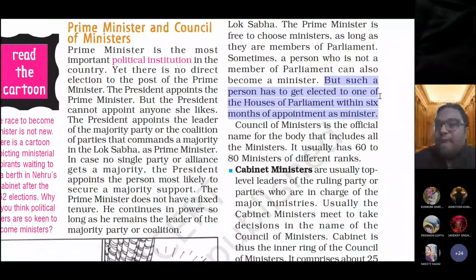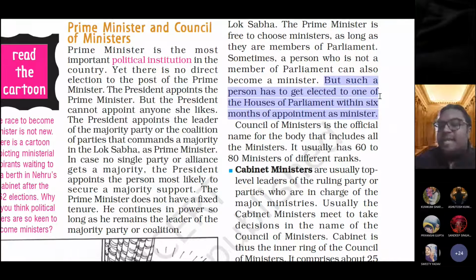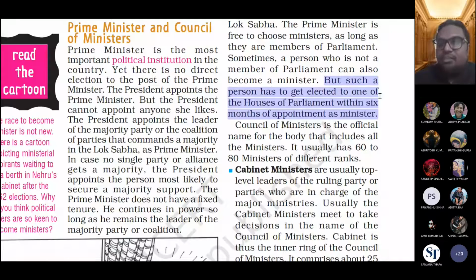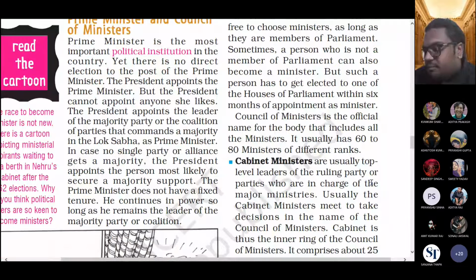That is, a person can be appointed as a minister at the central level, at a national level. उसको मिनिस्टर बनाया जा सकता है by the prime minister. लेकिन उस इंसान को, that person will have to win an election from any of the constituency and become a member of parliament within 6 months. 6 महीने के अंदर उस पर्सन को इलेक्शन लड़के किसी एक कंस्टिट्यूएंसी से मेंबर ऑफ पार्लियामेंट बनना पड़ेगा, otherwise that person will have to resign. Are you understanding this point, students?